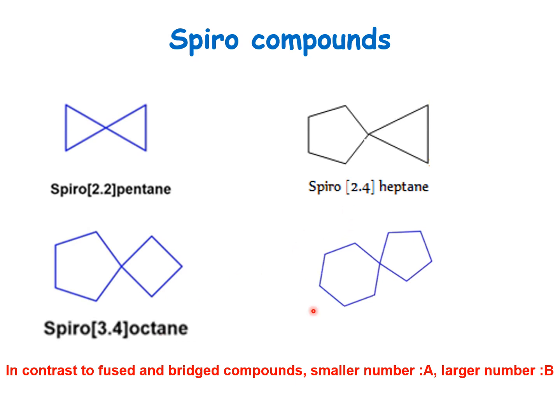Now here we have 6 plus 5. Total comes 11, but one point is common, so it is 10. It must be decane, wherein on one side there are 4 carbon atoms, another side there are 5 carbon atoms.